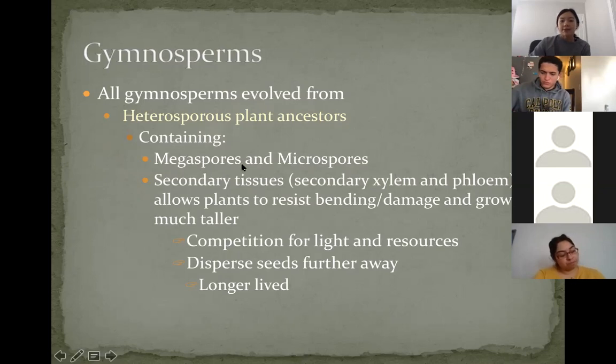They also evolved from ancestors that had secondary tissues, such as secondary xylem and phloem. Secondary xylem and phloem is what really allowed these plants to succeed, because it allowed them to get a lot taller and larger, and because of that, they were able to resist bending and damage and grow much taller than the seedless vascular plants and the non-vascular plants. Because they were able to grow taller, they were able to get light a lot better than the other smaller species, and obviously resources as well. And because they're taller, they can disperse their seeds farther away, increasing their chances of reproduction, and this allowed them to be longer lived as well.